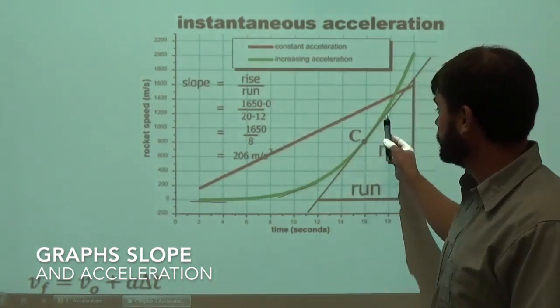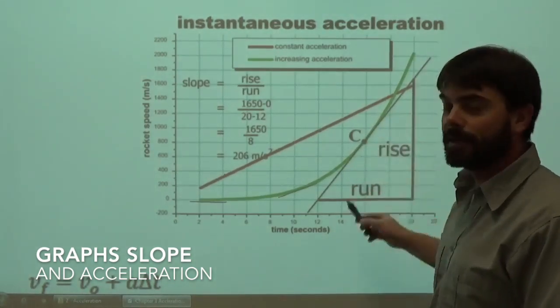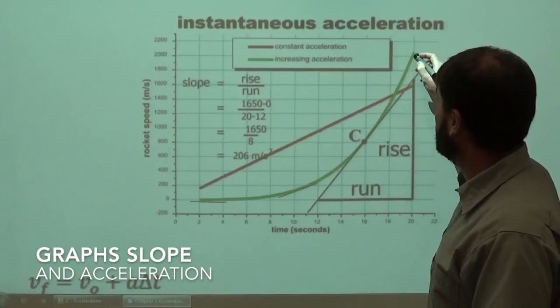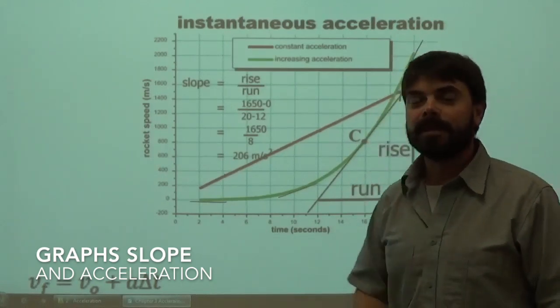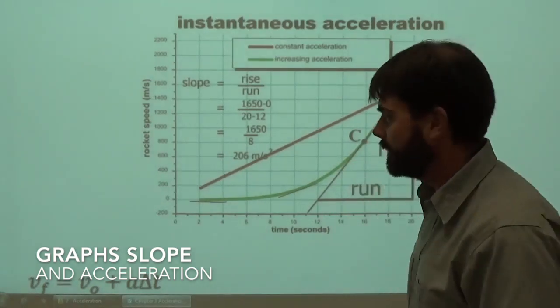As I get here, the slope becomes even greater. How far up is it going versus over? Maybe the velocity is 20. I get here and it's even steeper yet. So that curved line is showing a change in velocity.